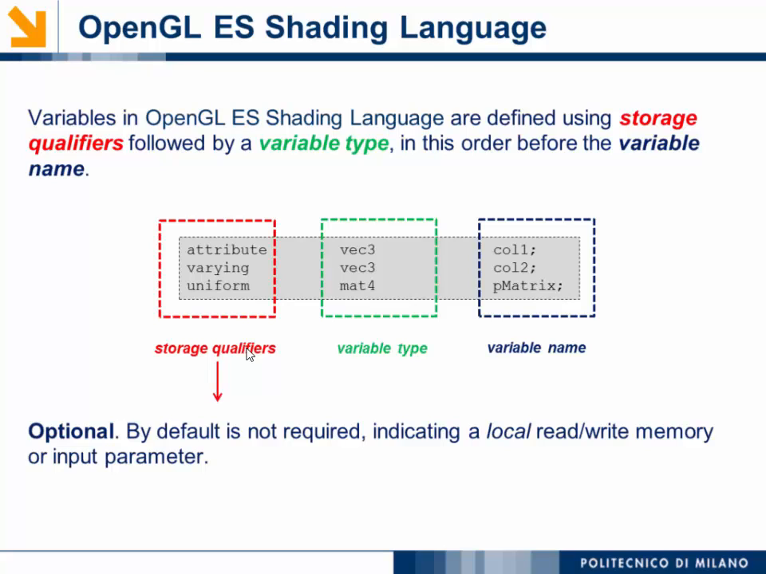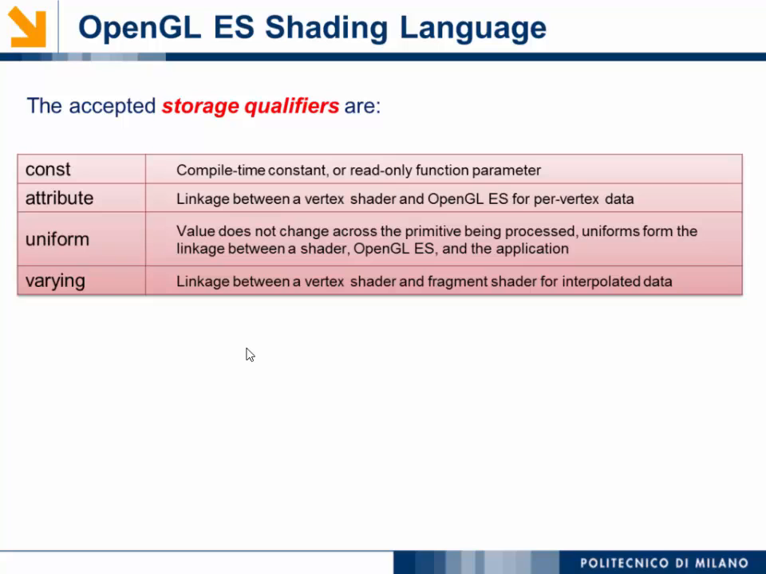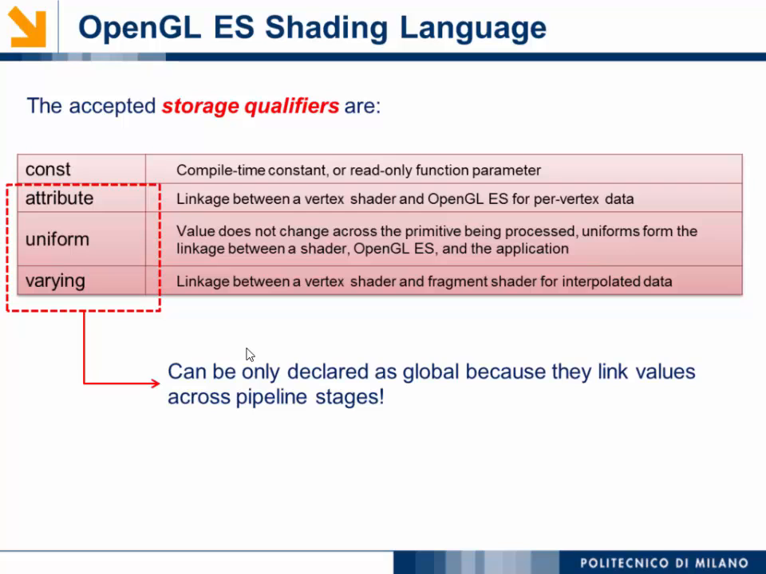That can be, of course, optional. As I told you, it depends. If you don't put it, they become just simple variables. You could use it in the local scope. Otherwise, they are meant to communicate with the shader. So, storage qualifiers are const, if you want to put a constant read-only inside your code; attribute, which is the linkage for passing information about vertices to the vertex shader; uniform; and varying. Of course, they are global because otherwise they don't link.